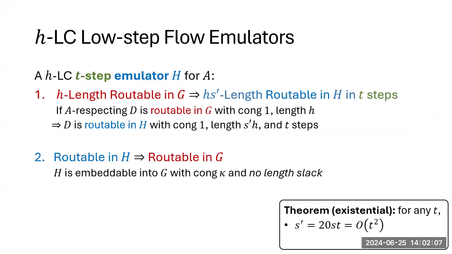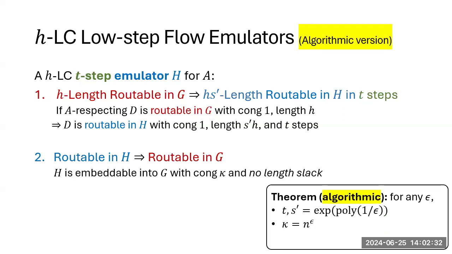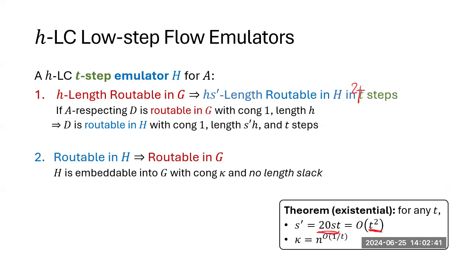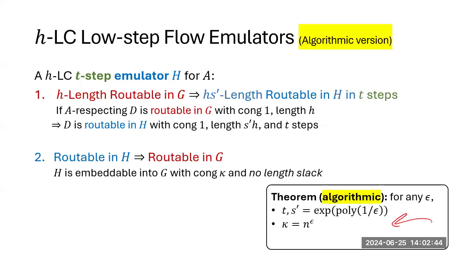We get that the length slack is something like, you get 2T steps here, and the slack is 2H times T, which is something like T squared, and the congestion is n to the 1 over T. I hope you see how to construct this. I'm going to finish in 2 minutes, sorry. We can make this algorithmic. It's going to be a bit worse. Right now, we don't know how to match the trade-off we have for existence. It's a good problem, how to make it nice algorithmically.